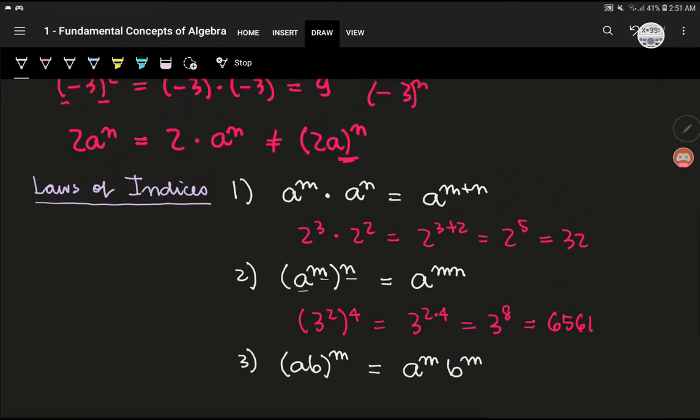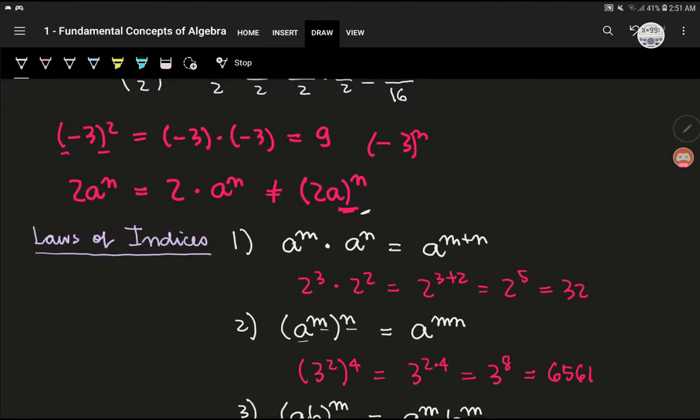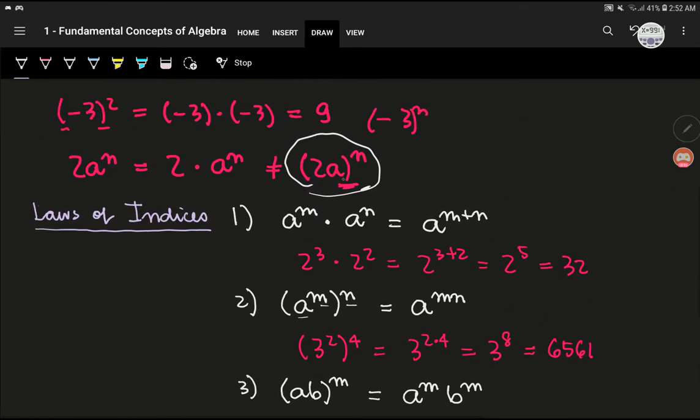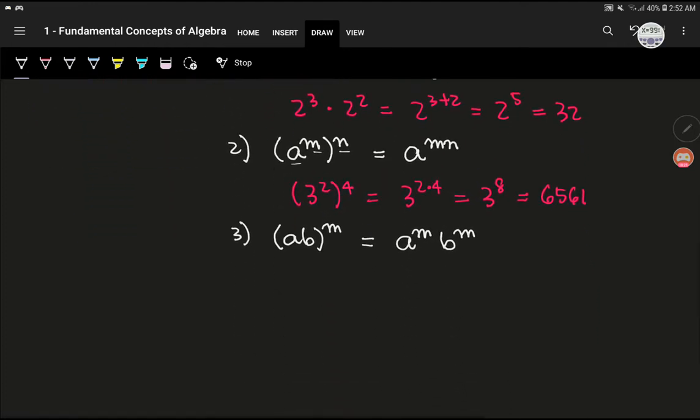Okay, so that's why, if you remember what I said before, we should not write 2a to the power of n like this. If we rewrite it in this kind of way, we would need to put the power on the 2 as well. But here we have 2 multiply a to the power of n. That's why these two expressions are different. So please don't make this kind of mistake. Okay.